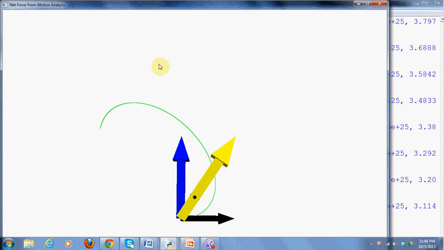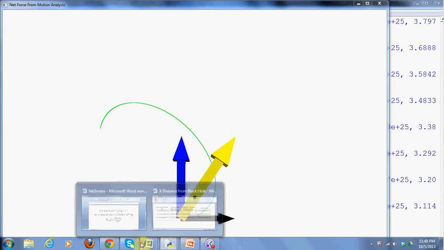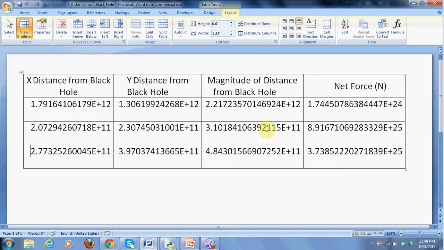The reason the size of the vectors grows so drastically at the end is because the star is much closer to the black hole than it was at the beginning of the model, and the gravitational force between them is much stronger. Actually, I analyzed this by looking at the point where the net force was greatest, which is the second point here.